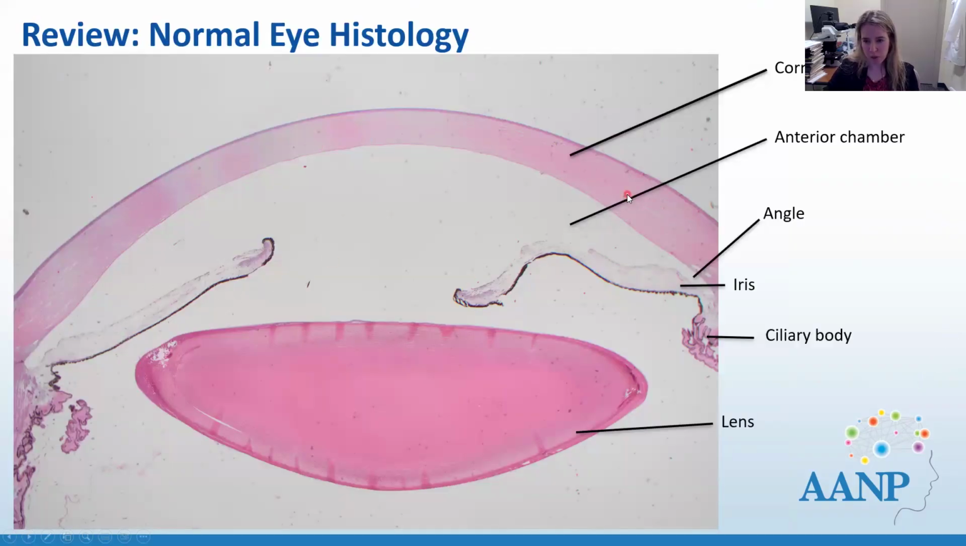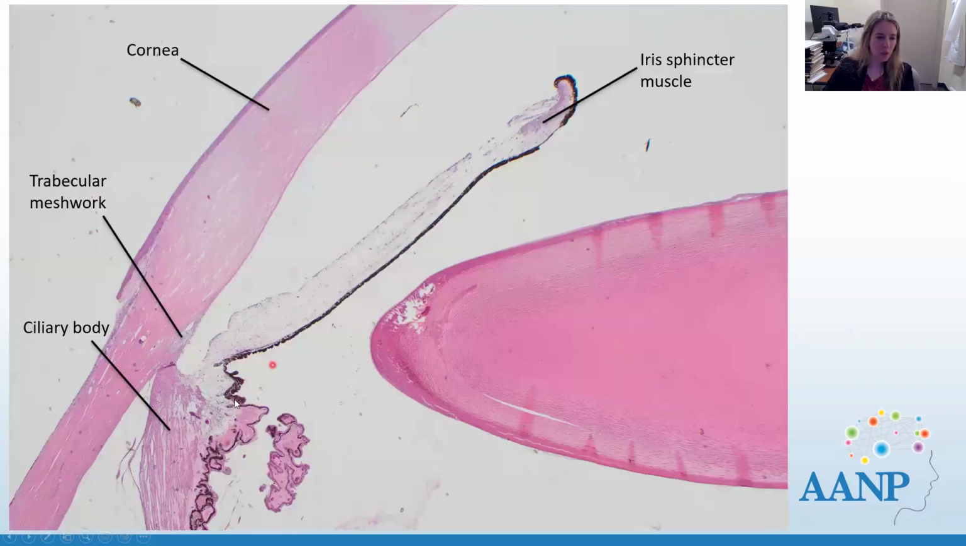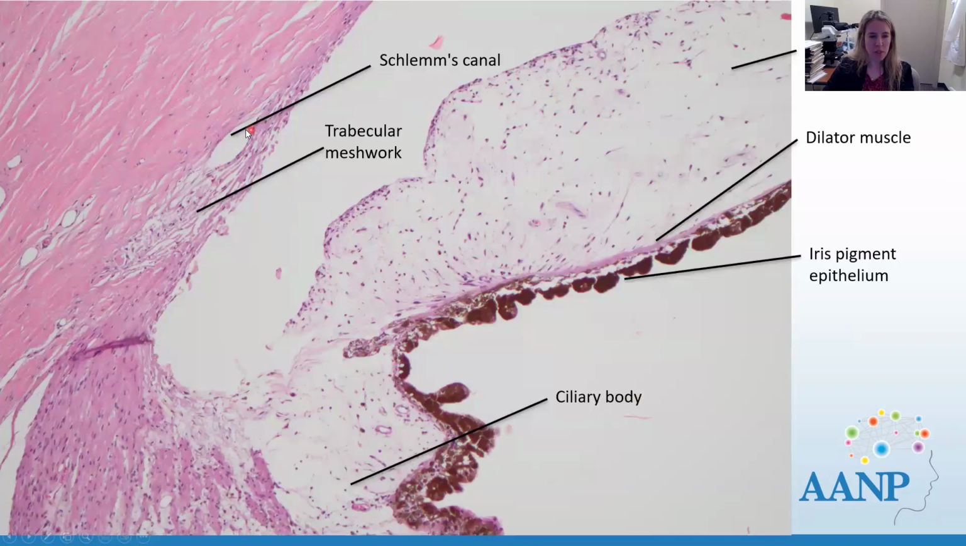We already looked closely at the cornea. You have the anterior chamber behind the cornea. The angle is where that iris joins with the cornea. This is the iris, the ciliary body, and we have a lens. Again, taking a look closer at the angle structures, there's the trabecular meshwork and Schlemm's canal, where aqueous fluid drains out of the eye. Your ciliary body here.